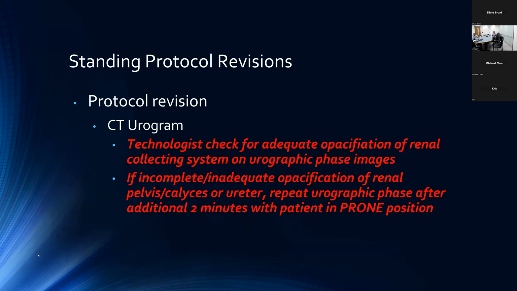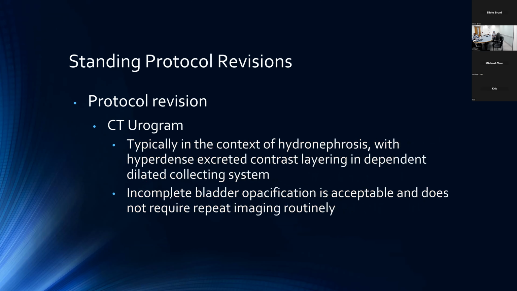So just to wrap up my part, before I hand over to Mike, I just wanted to spend a bit of time talking about CT urograms. Going forward, one of the things that we're going to request is that the adequacy of the urographic phase images from this exam be checked prior to the patient getting off the table. And if you feel that the images are inadequate, that we repeat an additional urographic phase image 2 minutes later, with the patient placed into the prone position, instead of the supine, for the initial urographic phase images.